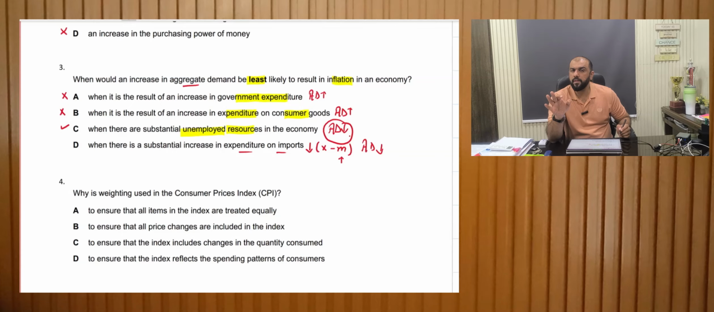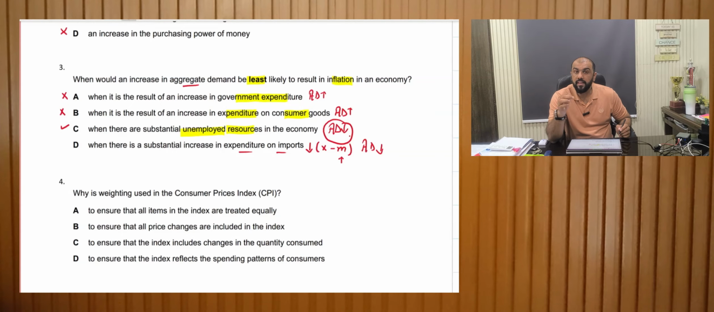Well, D is a bit correct as well. It's just wrong on the basis that it is incomplete. We don't know what has happened to the other components of the aggregate demand. Hence, this is incorrect. All right.